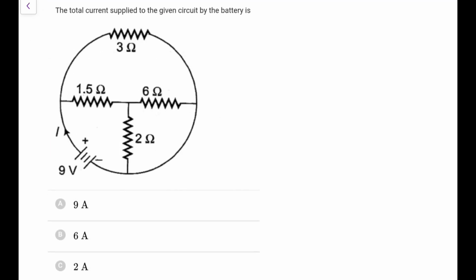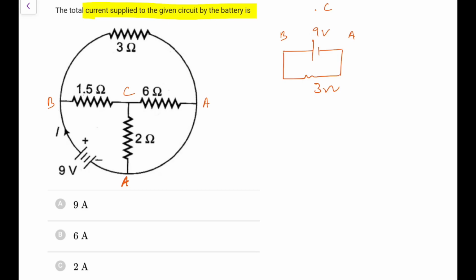Next, the total current supplied to the given circuit by the battery is. So what we will have, let's say this is A, this is B, this is again going to be A, and let's say this is C. So across the ends we can say this is the battery 9 volts, this is A, this is B. So between A and B we directly have this 3 ohm, and C is the intermediate. So between B and C we have this 1.5 ohms, and this 6 and 2 will be in parallel. So directly I can say 6 into 2, 12 by 8, that is 1.5. So this 1.5 in series, that becomes 3.